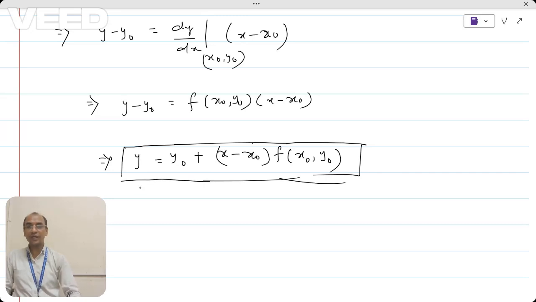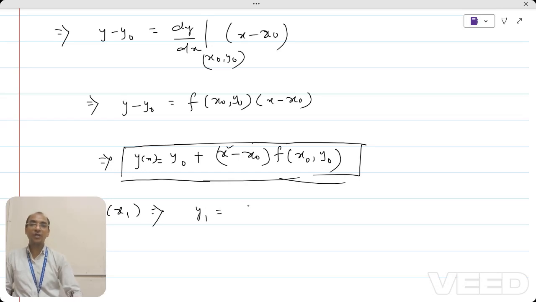Now if I want to find y1, y1 is nothing but the value of y at x1. Y means it is y of x. So when I want to find y1 at the point x1, what will I write? Y1 should be y0 plus x1 minus x0 into f of x0, y0.